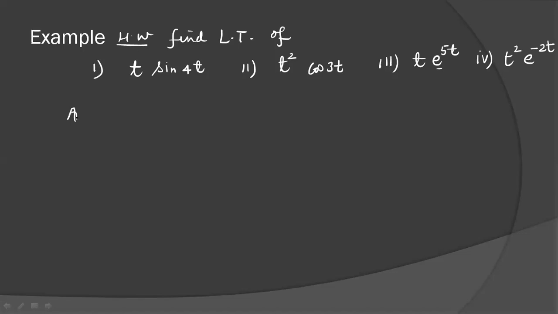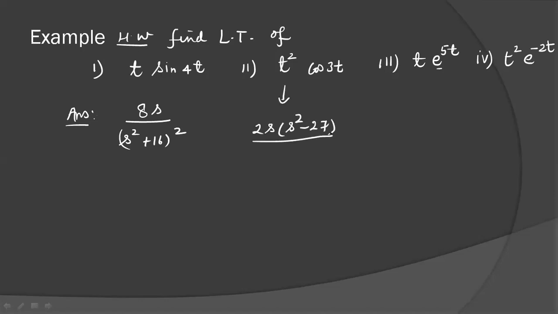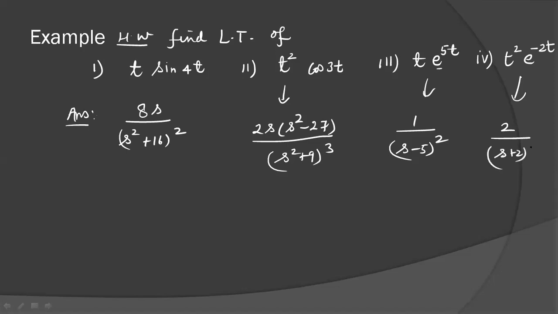I am giving you the answers also. The answer of this problem is 8s over s square plus 16 whole square. Answer of this problem is 2s times s square minus 27 over s square plus 9 whole cube. And the answer of this problem is 1 over s minus 5 whole square. And answer of this problem is 2 over s plus 2 whole cube. So these are the answers and homework for you.